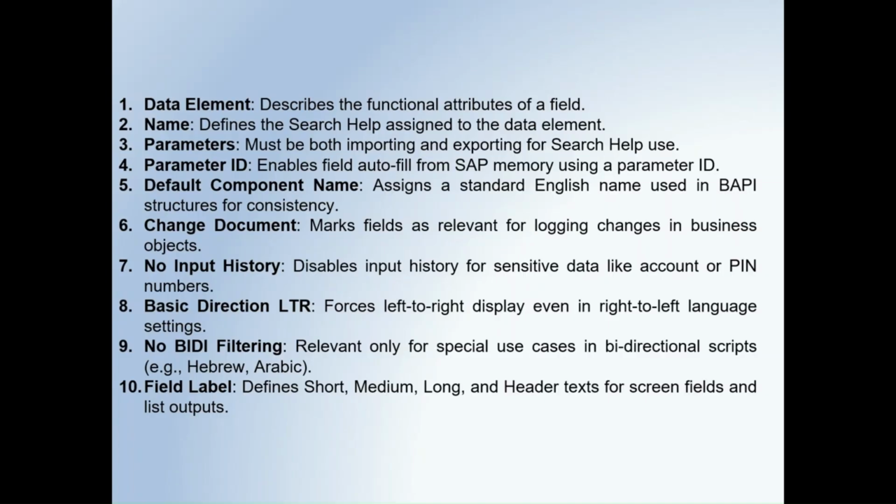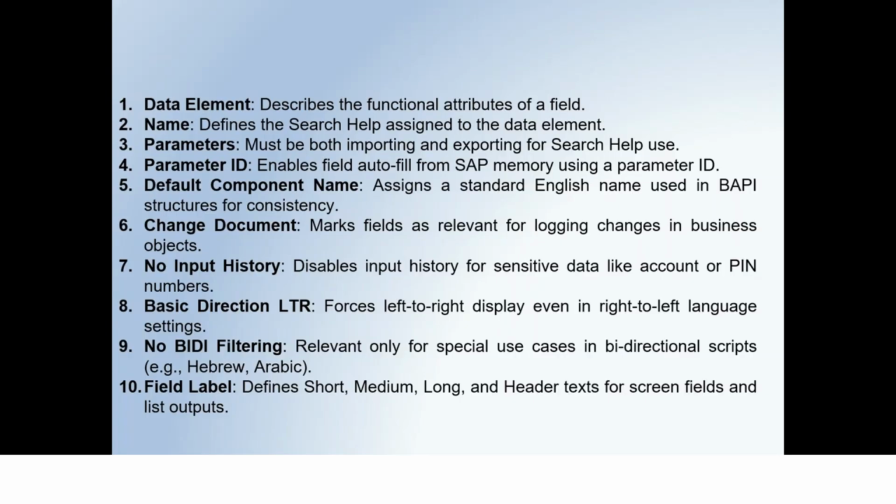There is another option called basic direction in LTR. For languages like Arabic or Hebrew, which are right to left aligned, this option ensures field values still appear left to right. For example, when you log in to the system in Hebrew or Arabic and still want email and phone numbers to display in LTR, you can use this. Basically useful for international systems. And there's another option called no bidirectional filtering, that is an advanced setting, but don't worry about this unless you are working in left to right script formatting. Yeah, let's move on to the practical, guys.